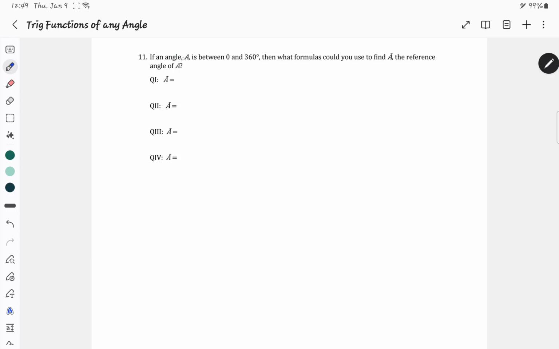So it is important to note, right, A is between 0 and 360, not some huge angle up in the thousands, not some negative angle, but somewhere between the 0 and the 360. And we're going to go ahead and just draw these out, see what we think it's going to be.